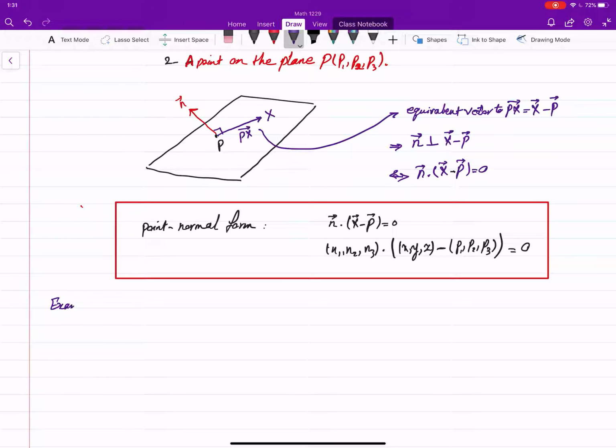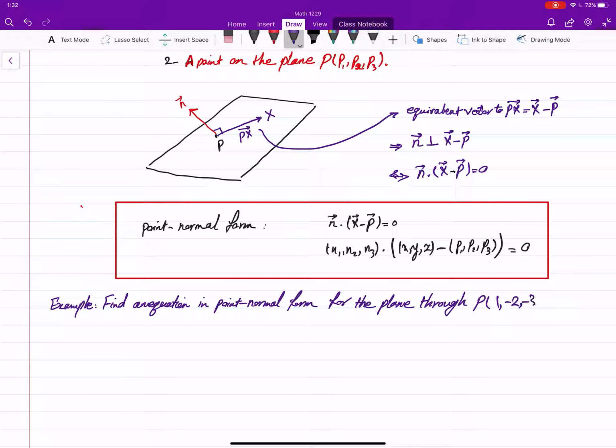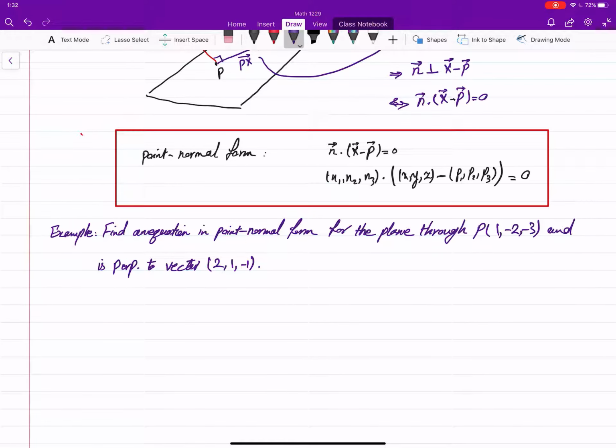Example: find an equation in point normal form for the plane through the point P, which is (1, -2, -3), and perpendicular to the vector (2, 1, -1). For any such problem, you have to look for those two pieces.